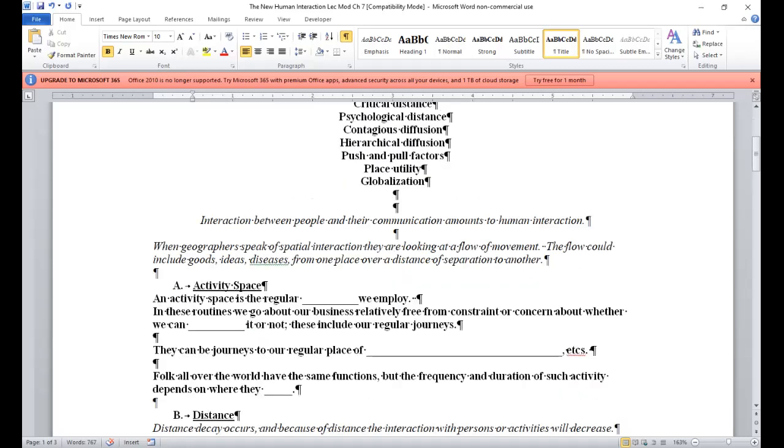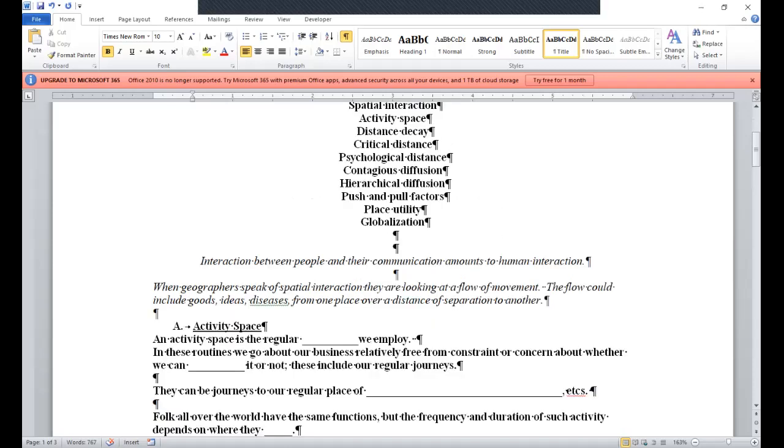So at the very top of activity space, I have some white space for you to take notes here. The interaction between people and their communication amounts to human interaction. So when geographers speak of spatial interaction, they're basically looking at a flow of movement, the flow of goods, ideas, and of course people, diseases from one place over a distance of separation to another.